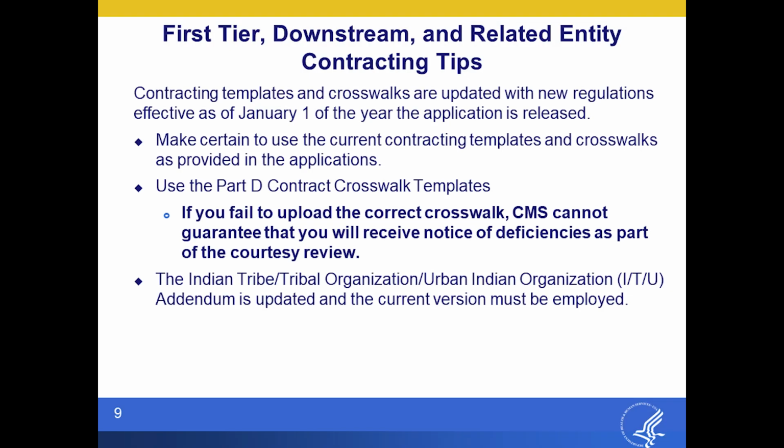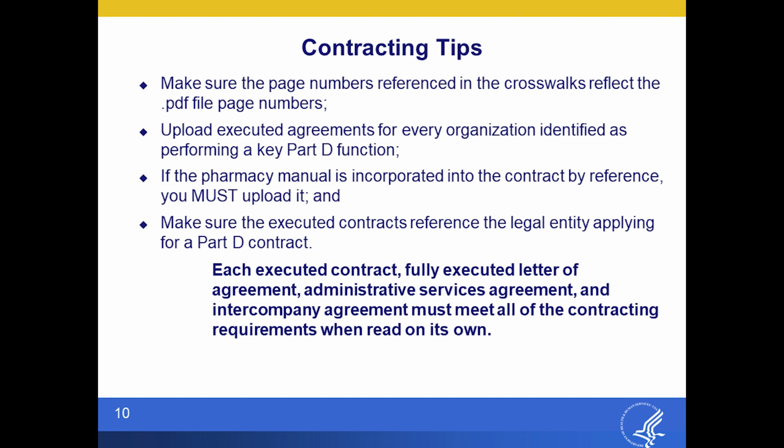Slides 9 and 10 describe our requirements for the contracting section. Organizations often have difficulty with this section. We strongly recommend that you carefully complete the crosswalks and that you make your contracting documents searchable. This makes our review of your documents easier and decreases the chances that we will mistakenly believe documents do not contain required elements. Please use the correct templates, including the Model ITU addendum.